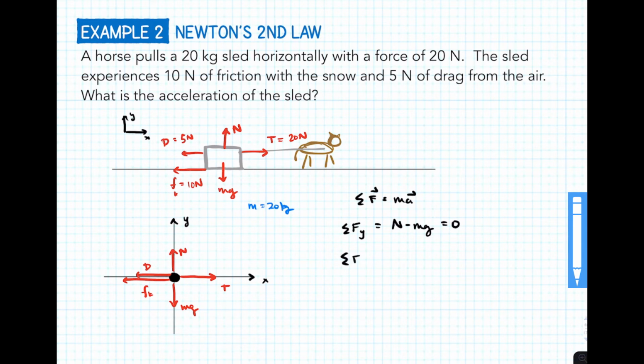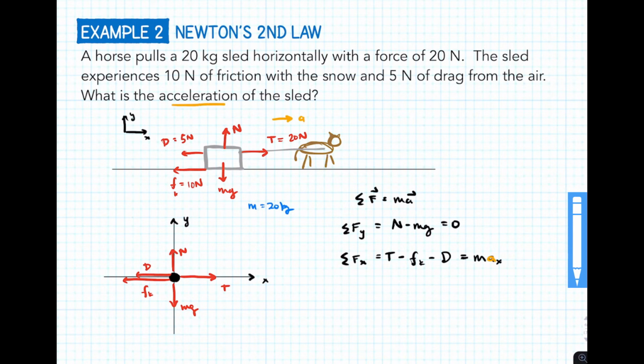In the x direction, we have tension minus kinetic friction minus drag is equal to mass times acceleration in the x direction. We're solving for acceleration, so we're assuming there's acceleration. And which way do we think the acceleration probably is, going back to our drawing? Probably forward, in the horse pulling direction. So that's what we're solving for.